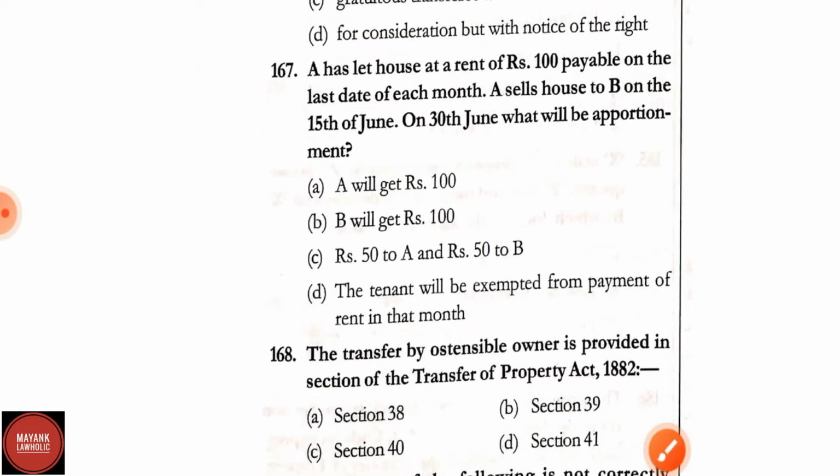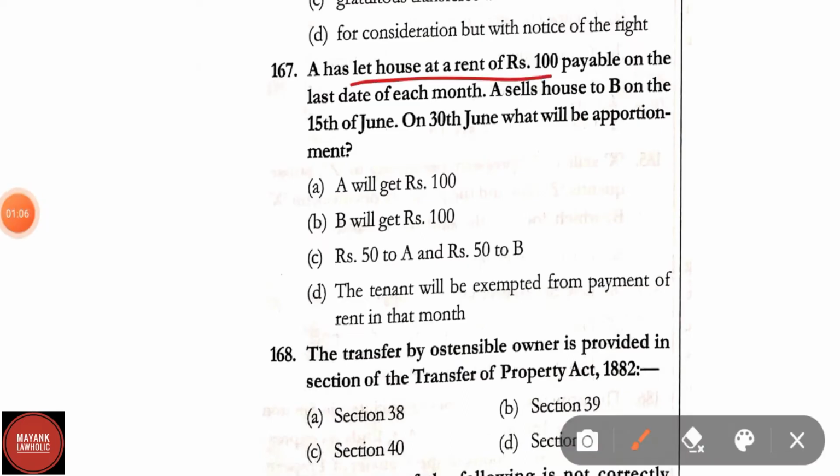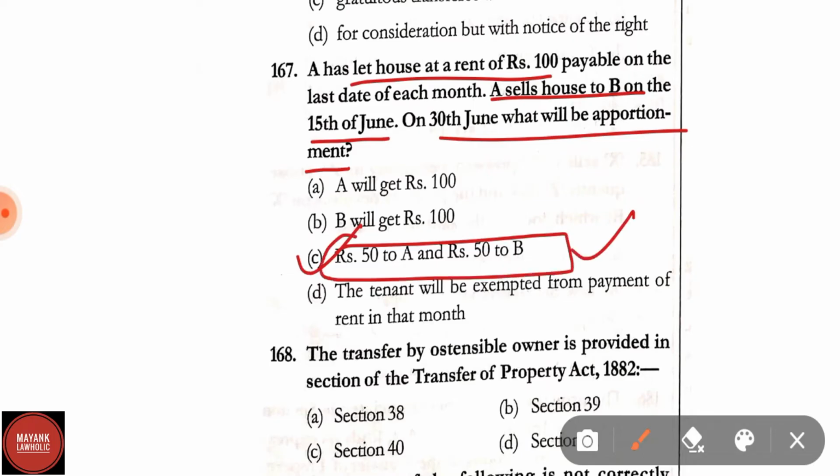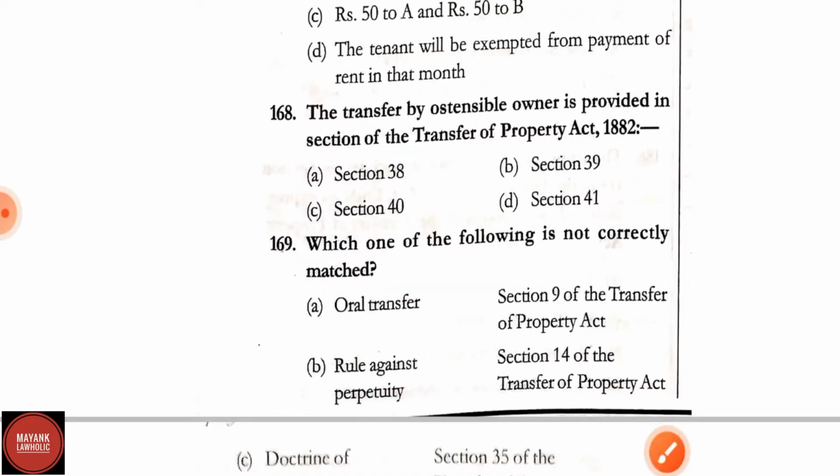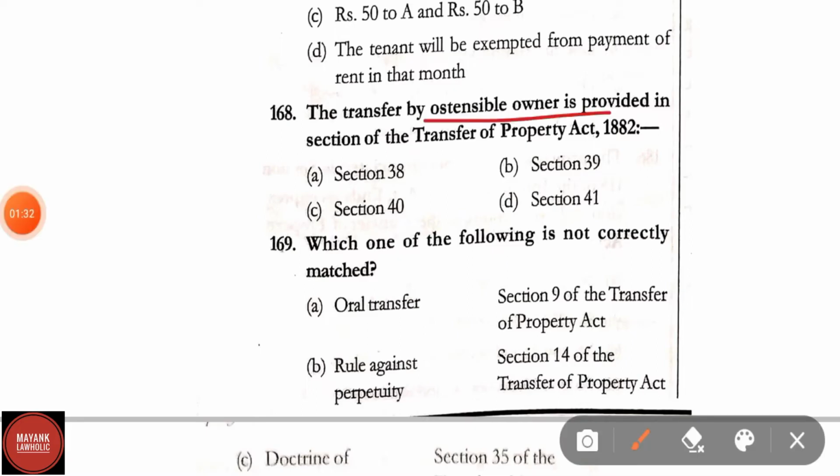Question number 167. A has let a house at a rent of rupees 100 payable on the last date of each month. A sells the house to B on the 15th June. On 30th June, what will be the apportionment? Options are A will get rupees 100, B will get rupees 100, rupees 50 to A and rupees 50 to B, the tenant will be exempted from the payment of rent in that month. Here correct answer is option C, that is rupees 50 to A and rupees 50 to B. Question number 168. The transfer by ostensible owner is provided in which section of TPA? Options are section 38, section 39, section 40, section 41. Here correct answer is option D, that is section 41.